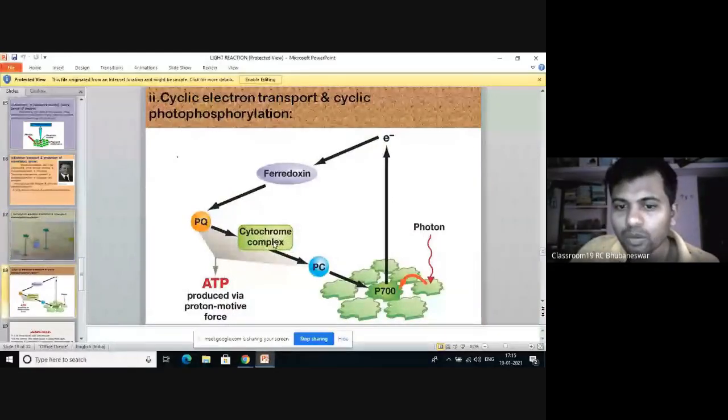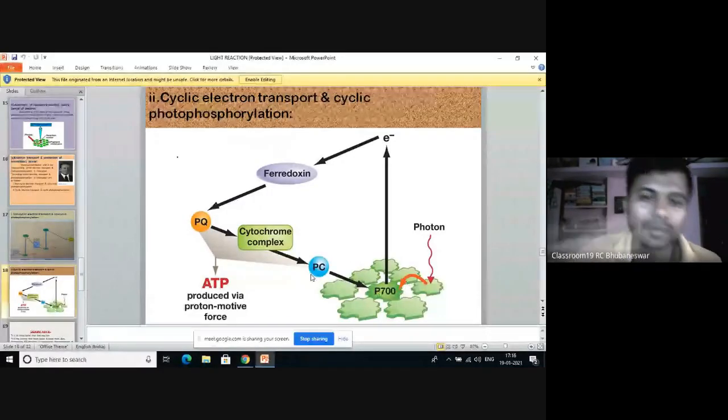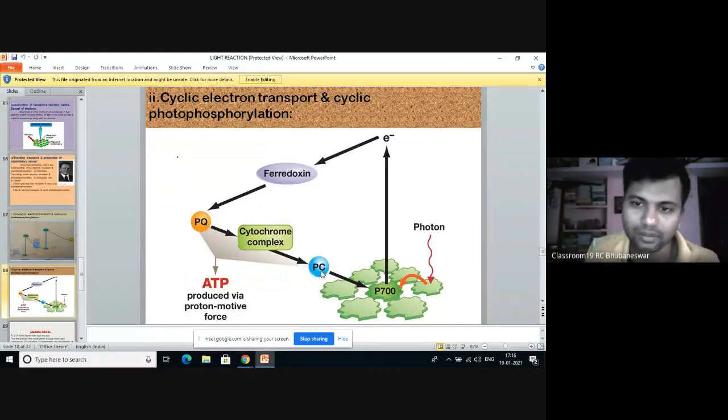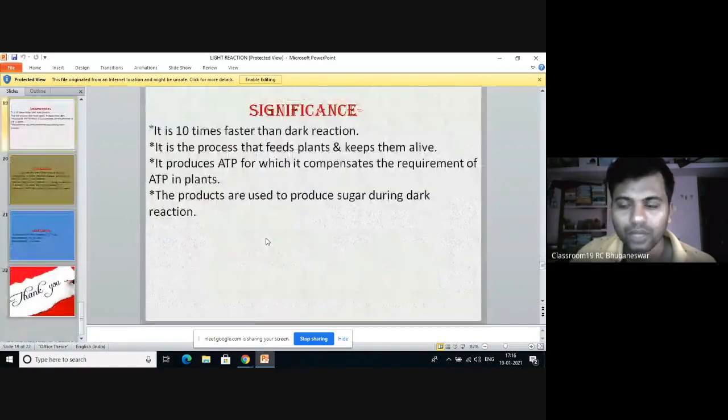This is the cyclic, which means the electron ejected from photosystem 1 comes back to photosystem 1. It is not non-cyclic. In cyclic, no NADPH is formed, only ATP is formed. The cyclic operates when non-cyclic is not there. When the wavelength of light is more than 680 nanometers, only cyclic can operate. You have to remember this.